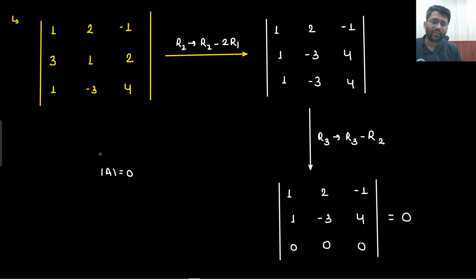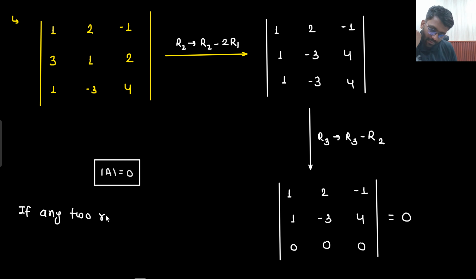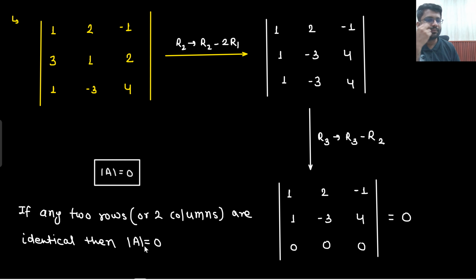If any two rows, in brackets I will write, or two columns, are identical, then the determinant would be 0. Say yes or no. Why is that so? Because if they are identical, I can simply subtract them. One of the rows will become 0, so the answer will be 0 only. So this conclusion also you can make from here.